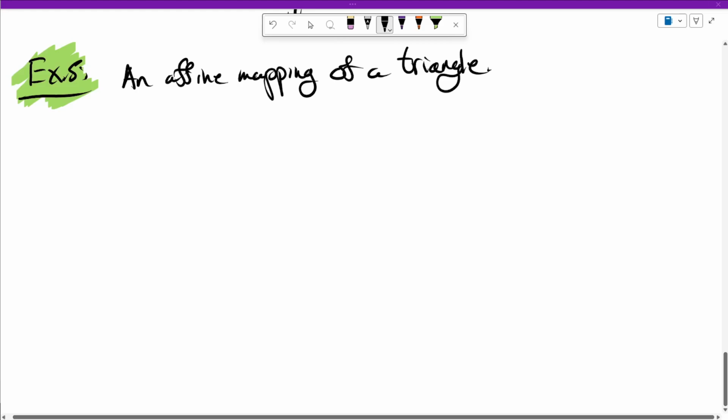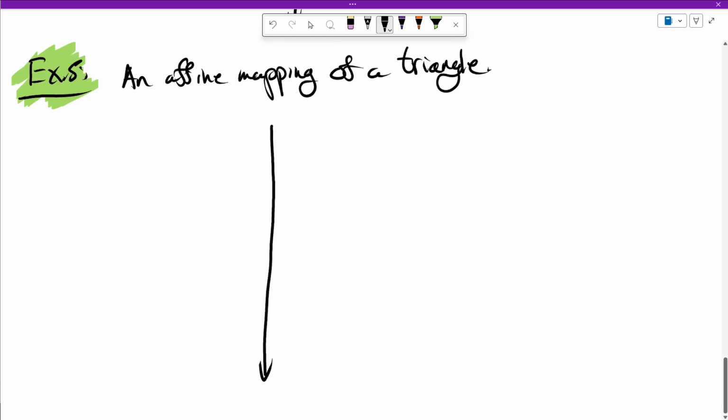So in this example, we're going to do something slightly different. In the previous four, we looked at a specific affine mapping, and we tried to determine what happened to a geometric object under that affine mapping. In this case, we are going to actually try to find an affine mapping that does a specified thing. So in particular, what we want to do is take a triangle.